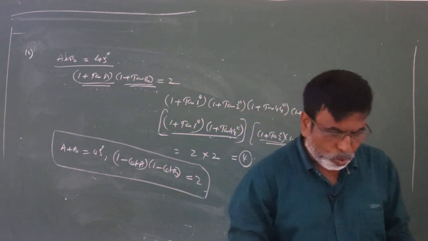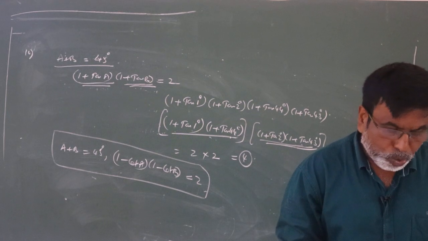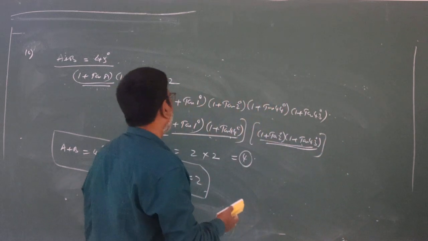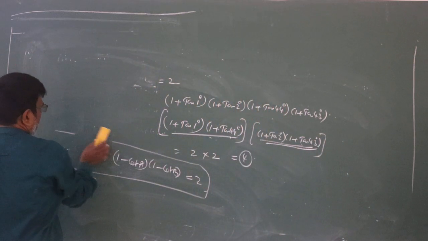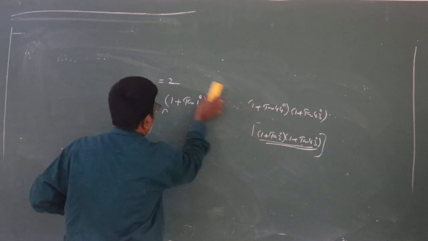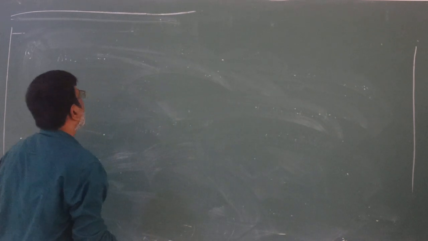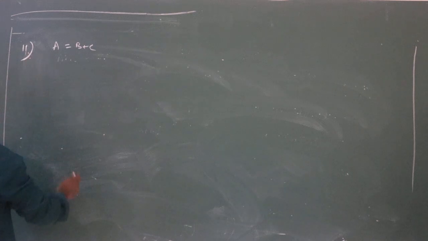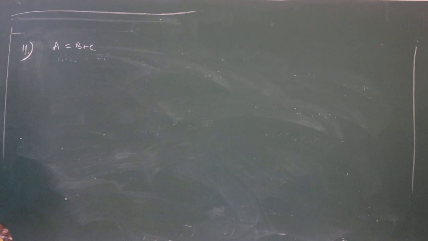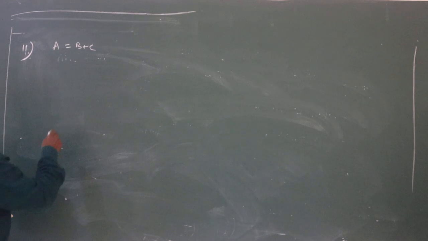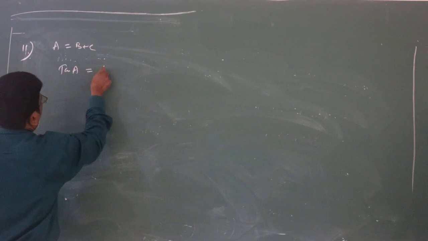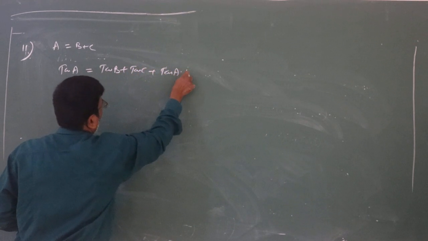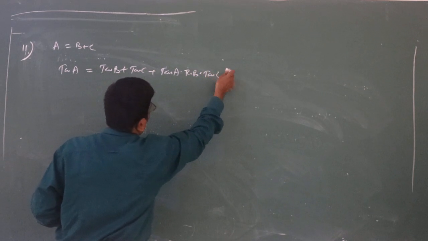Now we are discussing a few more shortcuts like this. One more very important shortcut is like this. Suppose A equals B plus C. This is the 11th shortcut. A equals B plus C. Now the shortcut formula is tan A equals tan B plus tan C plus tan A tan B tan C. This is a very important shortcut.